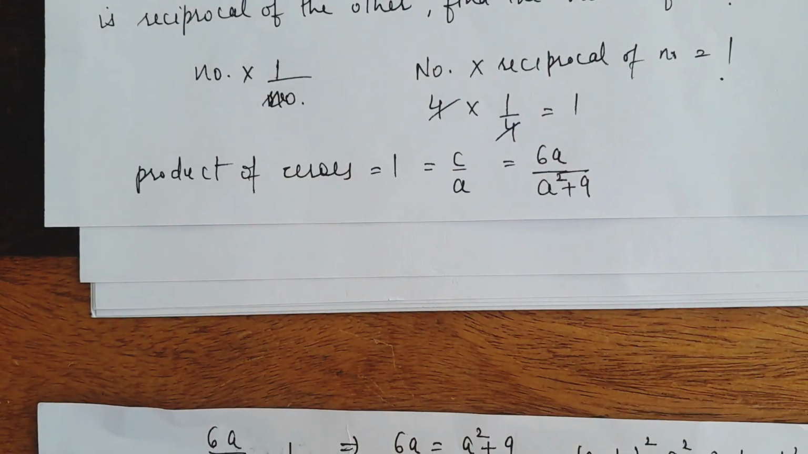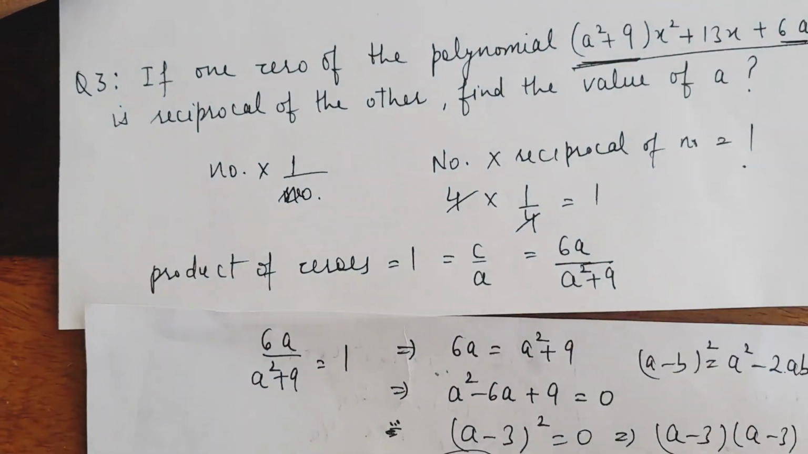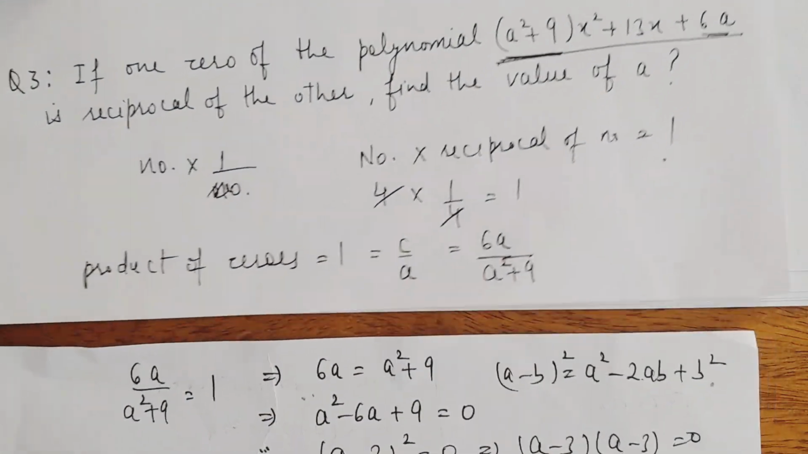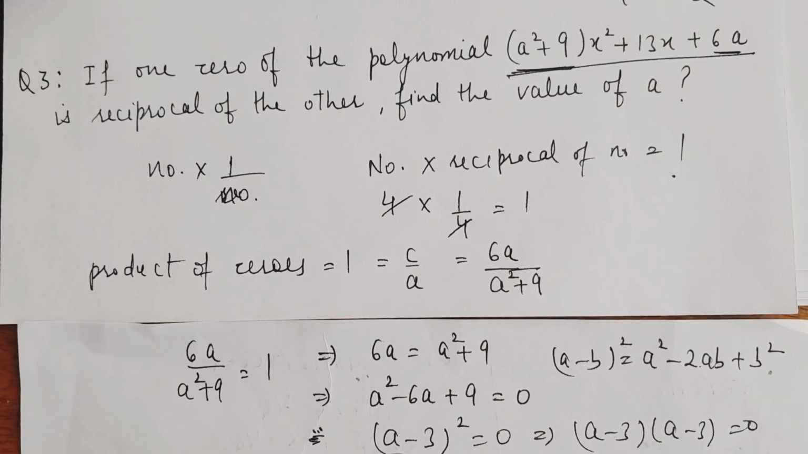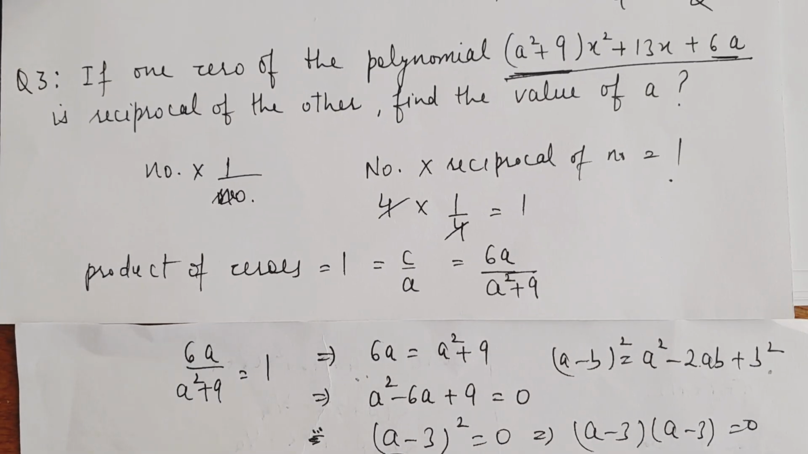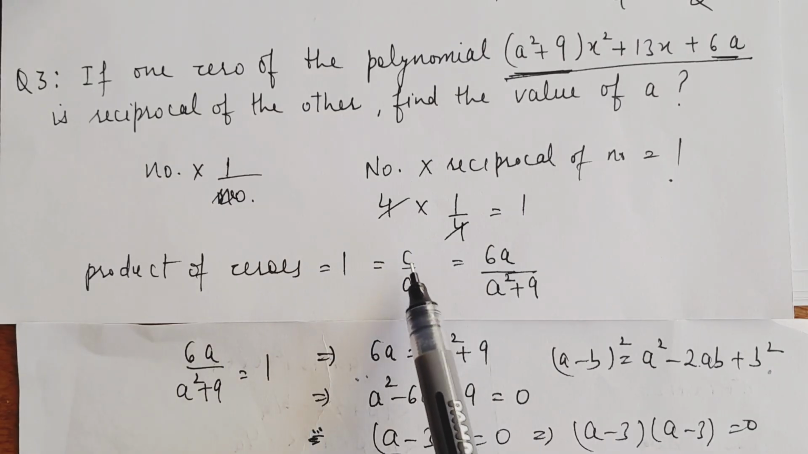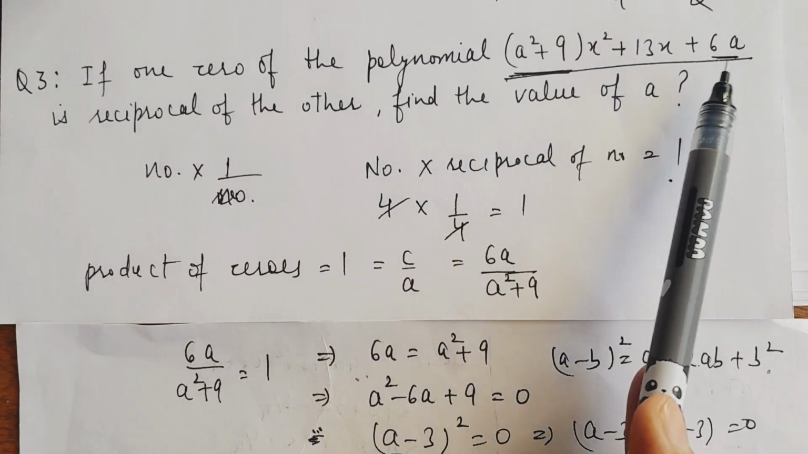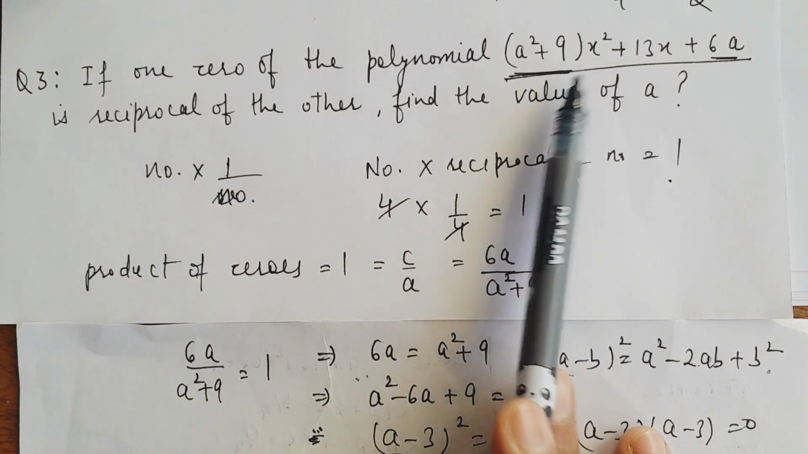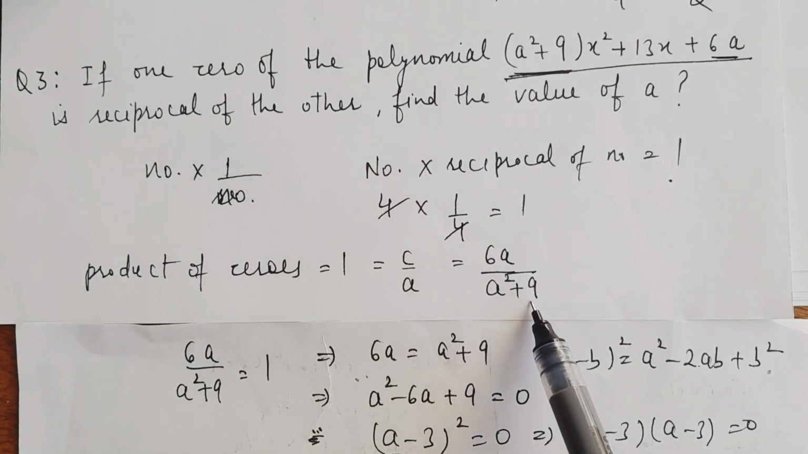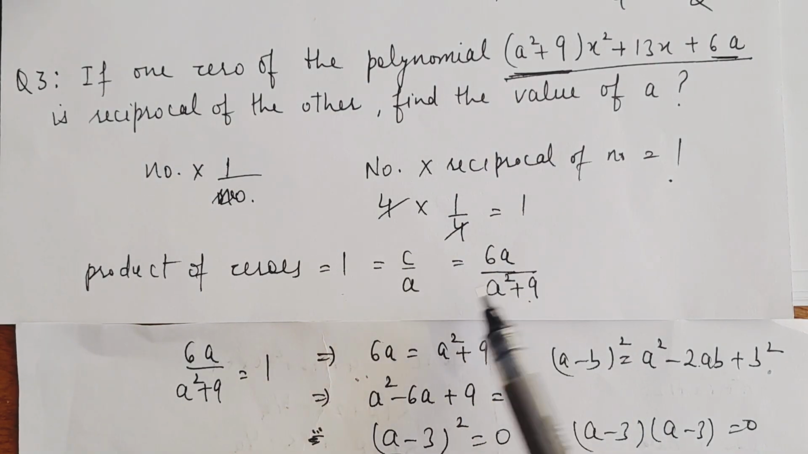What is given here? That both the zeros are reciprocal of each other. And if both zeros are reciprocal of each other, then it is very clear that their product will always be 1. That means the product of the zeros is given as 1. We have to form the quadratic polynomial and find the value of a. So the product of zeros is c by a, by the formula, where c means the constant term and a means the coefficient of x square. That means 6a by a square plus 9 is equal to 1.